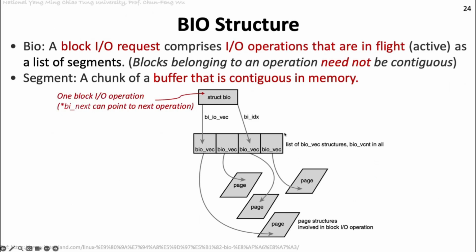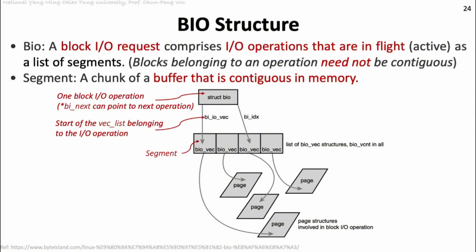Sorry, there's a typo here. This should be one block I/O request, and these are several block I/O operations. The I/O operations interact with something called a segment. A segment is a bunch of buffers that are continuous in memory. Because a buffer is only 512 bytes, but a page is 4 kilobytes, sometimes if you have a size between the buffer and the page, it is hard to position, right?